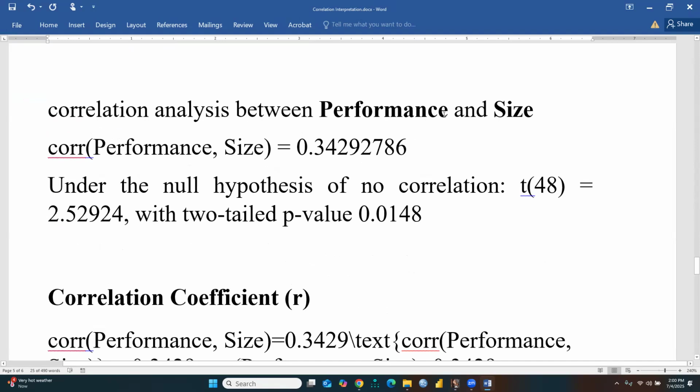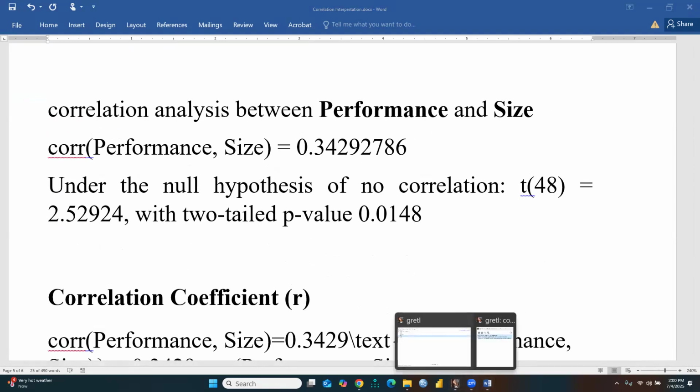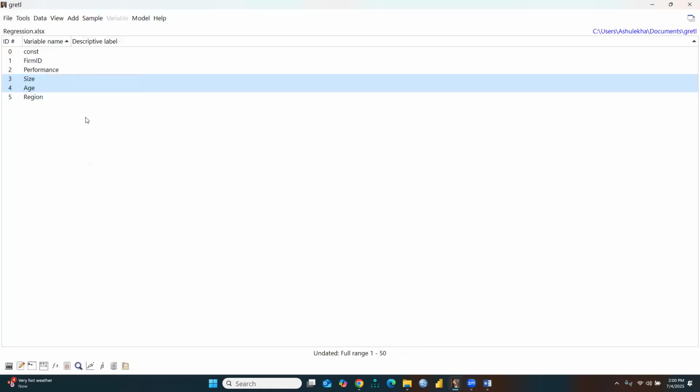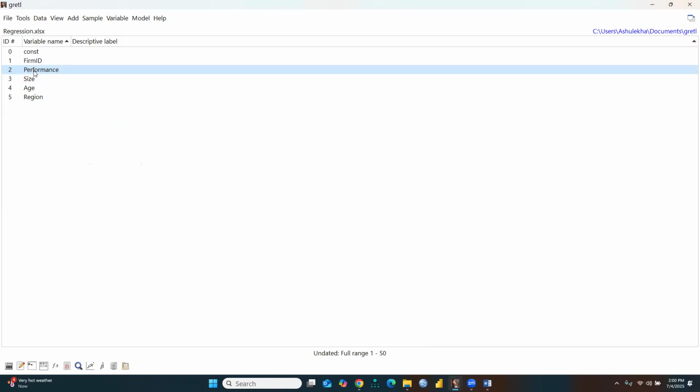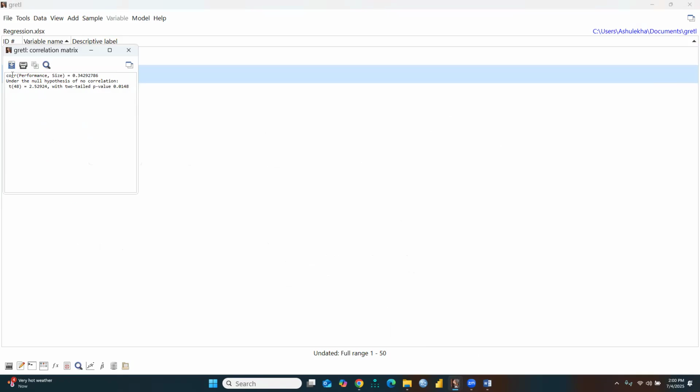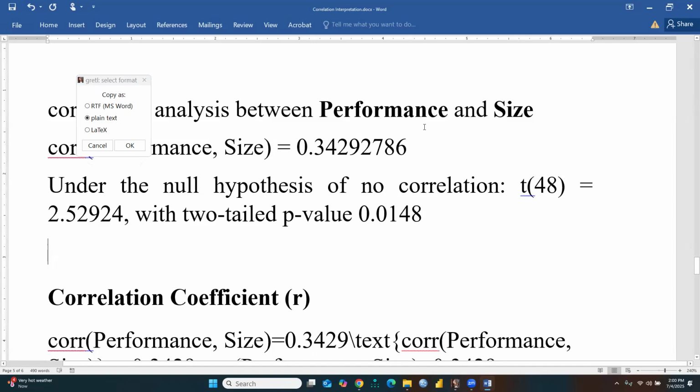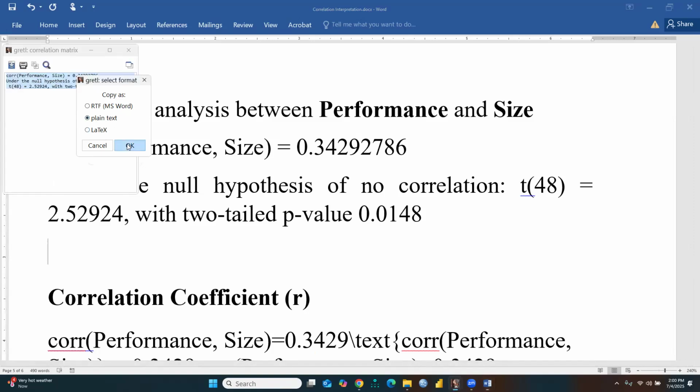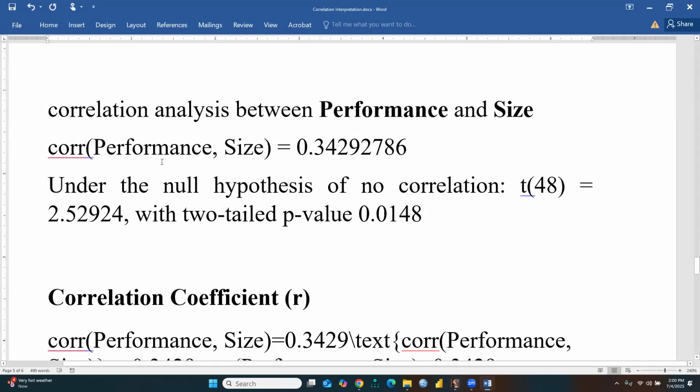This is the analysis between performance and size. Sorry, once again, let me select performance and size. Correlation matrix. Now I would like to show you this: copy, and I will paste it here. Performance and size, copy, yes, plain text. I will close this, and I have pasted it here, performance and size.